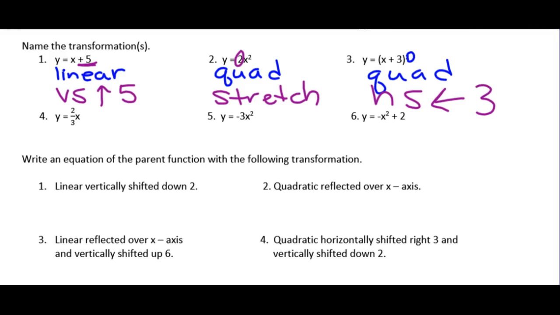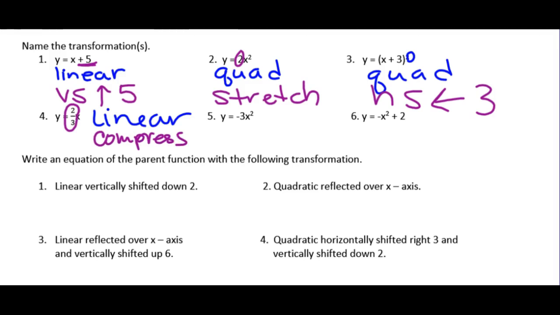3. Number 4 is linear, because it just has an x to the first power. This has a number in front of the x, which is 2/3, which means it's going to be a dilation. But what type? Well, 2/3 is less than 1, so it will be a compression or a shrink, depending on which word you prefer.